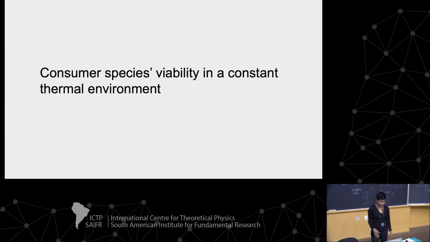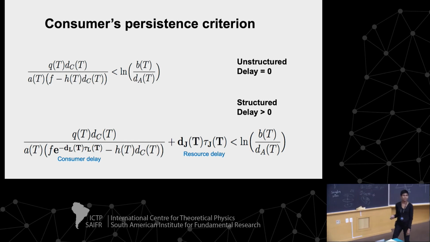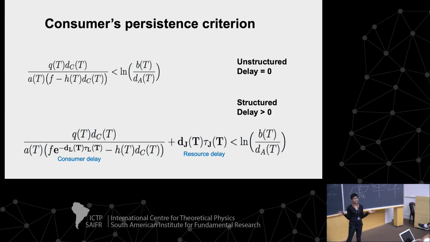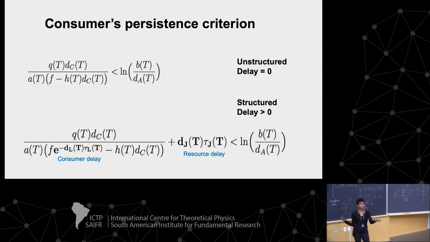So let's look at this first. It's always useful to fall back on the thing you can understand analytically. I'm sure everybody appreciates that. So what I've done is to plot the, so what do you care about in a consumer resource interaction? That interaction will persist if the consumer will persist, right? The resource is going to do fine by itself. That's a different question.